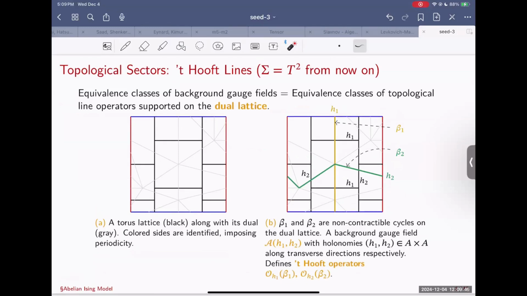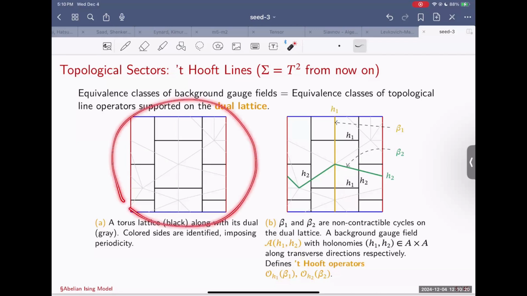From now on, I am always going to consider my lattice to be a lattice version of the 2-torus. Everything I am going to say can be generalized to arbitrary 2D surfaces with arbitrary fundamental groups. It just gets more complicated, but basically the ideas remain the same. Here what I want to motivate is that any background connection is equivalent to certain topological operators. So what do I mean?